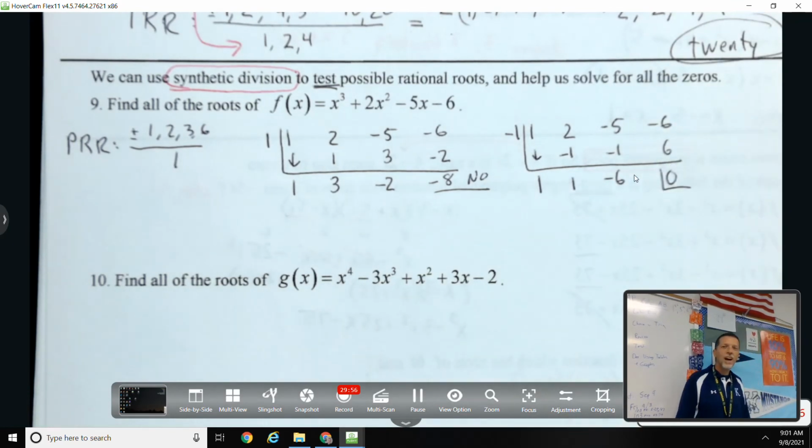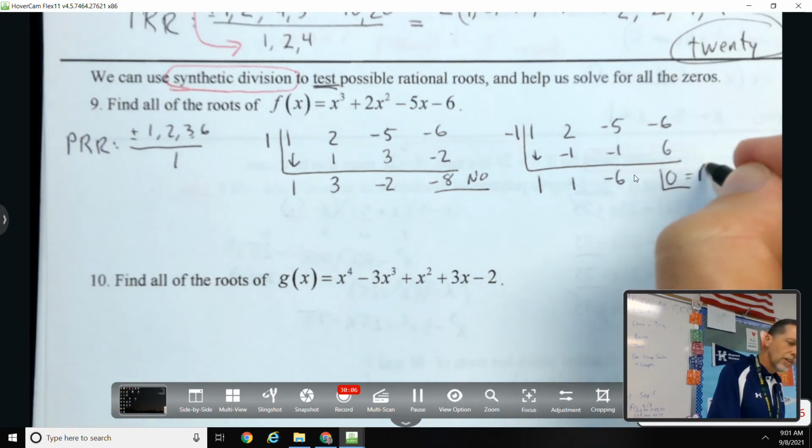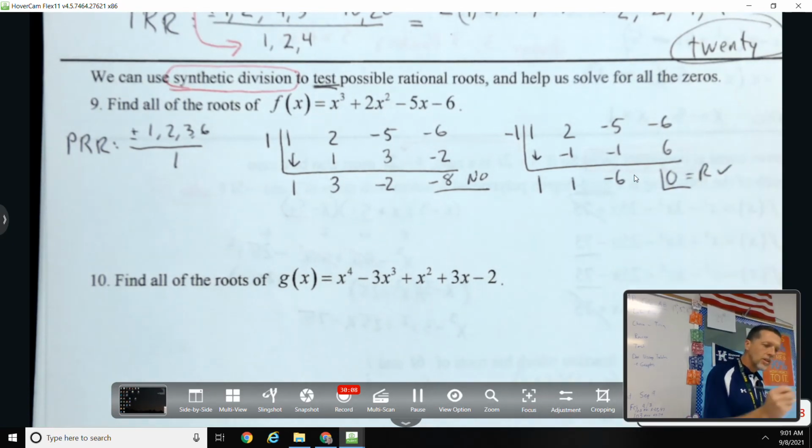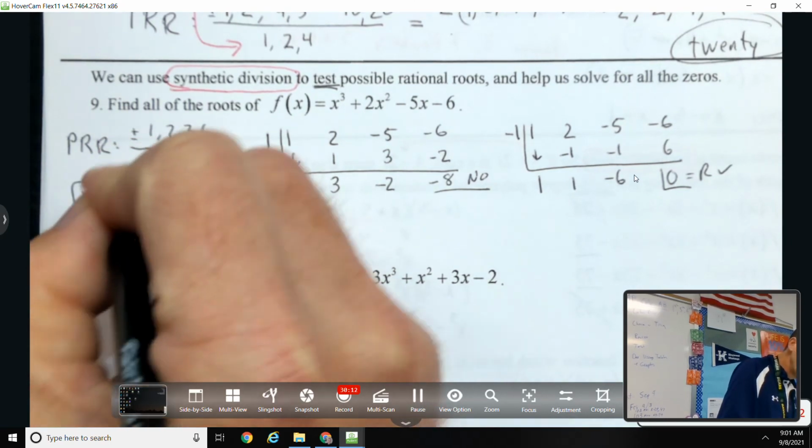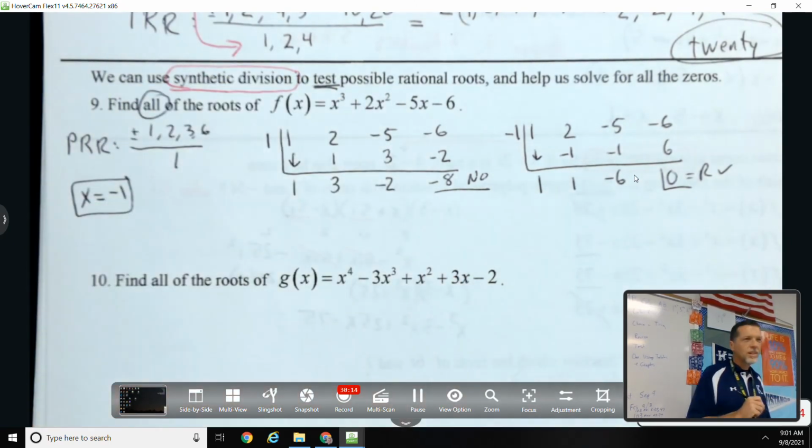We found one that worked. What a good guess by me. How did I know it worked? What am I looking at? The remainder is 0, so we're good. So x equals -1 is one of my answers. Find all the roots. Okay, now you're disappointed because you're thinking I have to keep guessing until I find the other two.